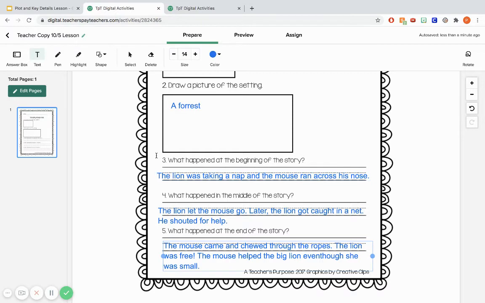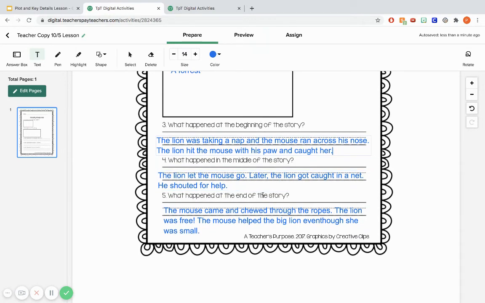So we can look over again and see what happened at the beginning, the middle, and the end. So at the beginning, this is kind of like a summary. I'm going to summarize what happened in the story. The lion was taking a nap, and the mouse ran across his nose. Oh, we can even add here, because we need to know what happened with the mouse. The lion hit the mouse with his paw and caught her. We need to have that extra piece. Okay, what happened in the middle? The lion let the mouse go. Later, the lion got caught in a net, and he shouted for help.